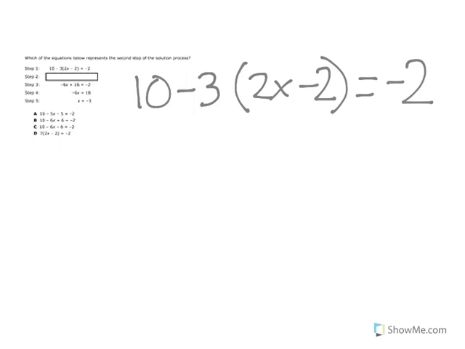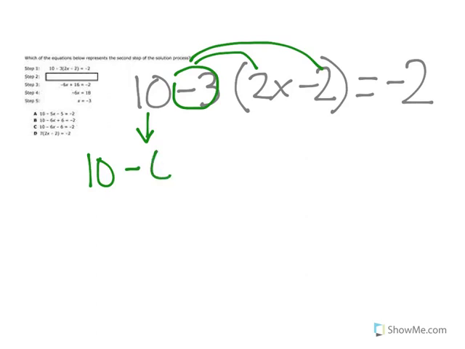So the problem is 10 minus 3 times 2x minus 2 equals negative 2. And what this problem is asking is, what is the second step? So what is the step I'm going to do right after this? Well, that's to distribute, guys. There's a distributive property. So my 10 stays the same, but now I'm multiplying negative 3 times 2x and times negative 2. So negative 3 times 2x is negative 6x.